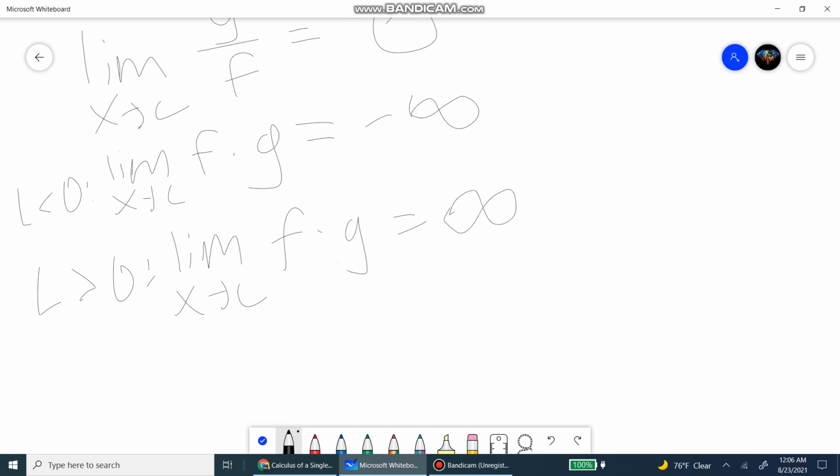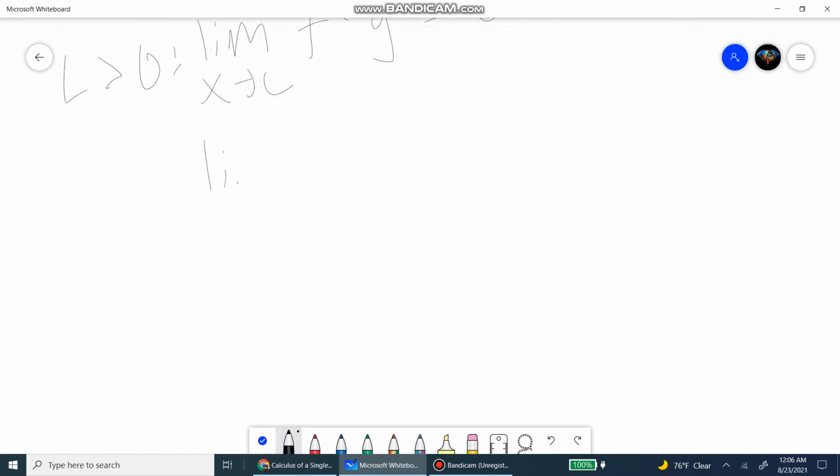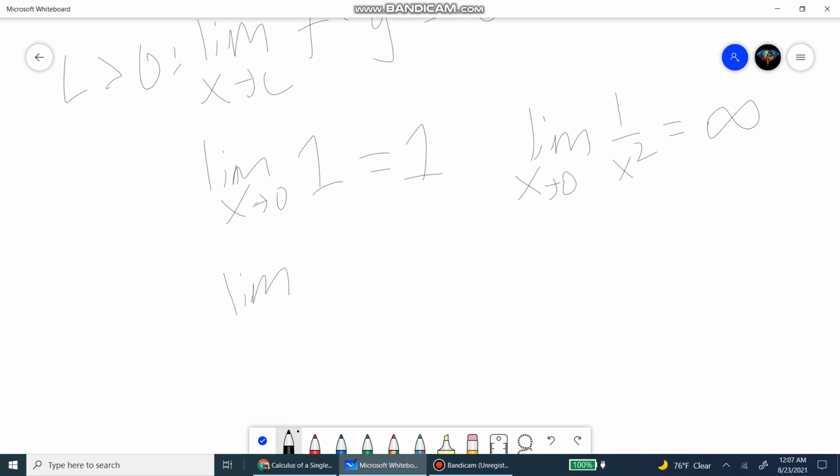So let's just do one last example for this. I'll give you two limits. Limit of 1 as x approaches 0. Well, obviously that's 1. Think of the graph y equals 1. It's going to be 1 for every value, even at 0. And then let's say we have limit as x approaches 0 of 1 over x squared equals infinity. And I ask you, what is the limit as x approaches 0 of 1 plus 1 over x squared?